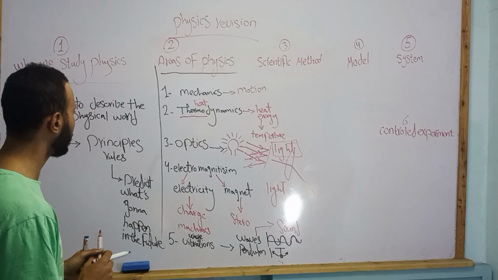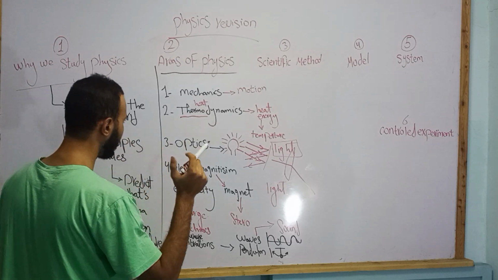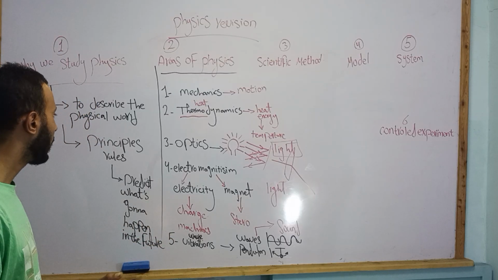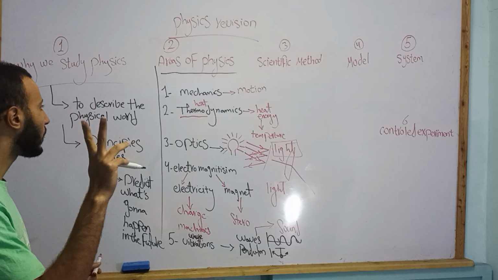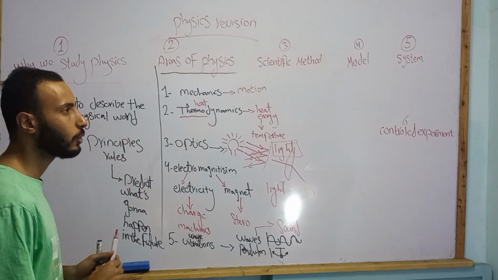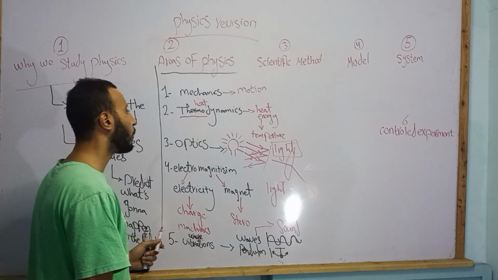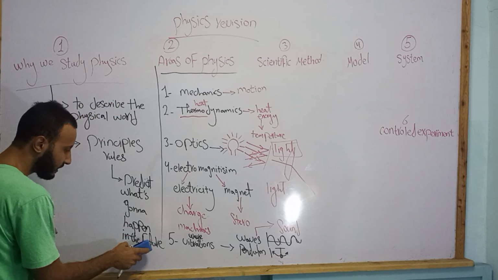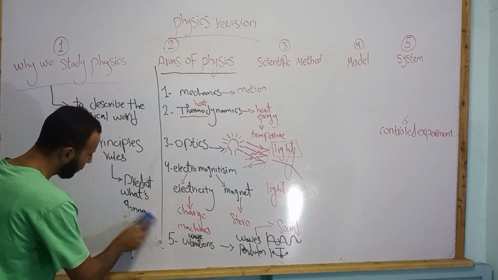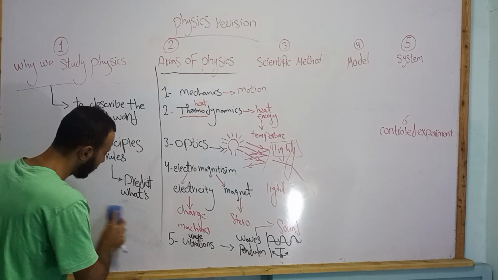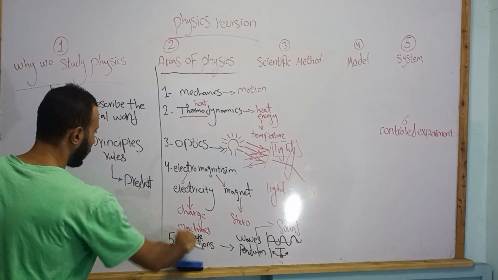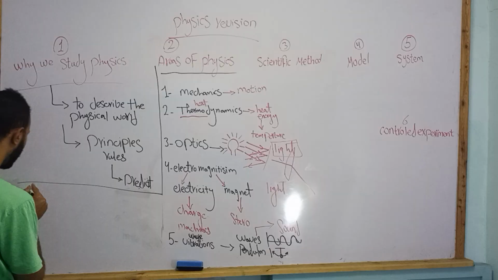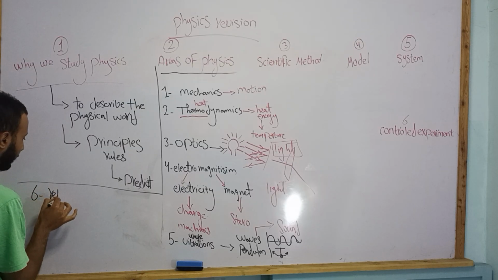Okay, so next one. We have finished mechanics, thermodynamics, optics, electromagnetism, and wave and vibration. And we still have two other branches. One of them is called relativity, and the other one is quantum mechanics. Relativity and quantum mechanics. Branch number 6, relativity.